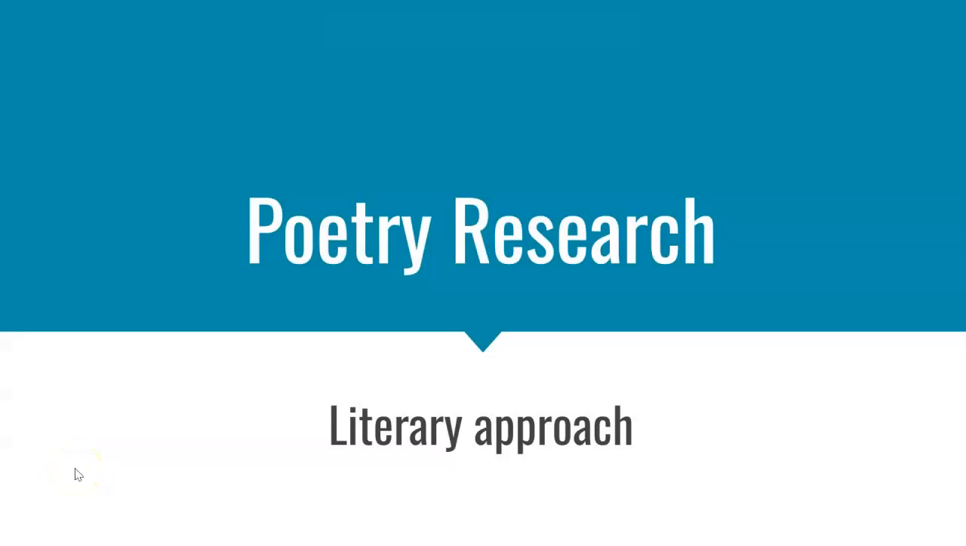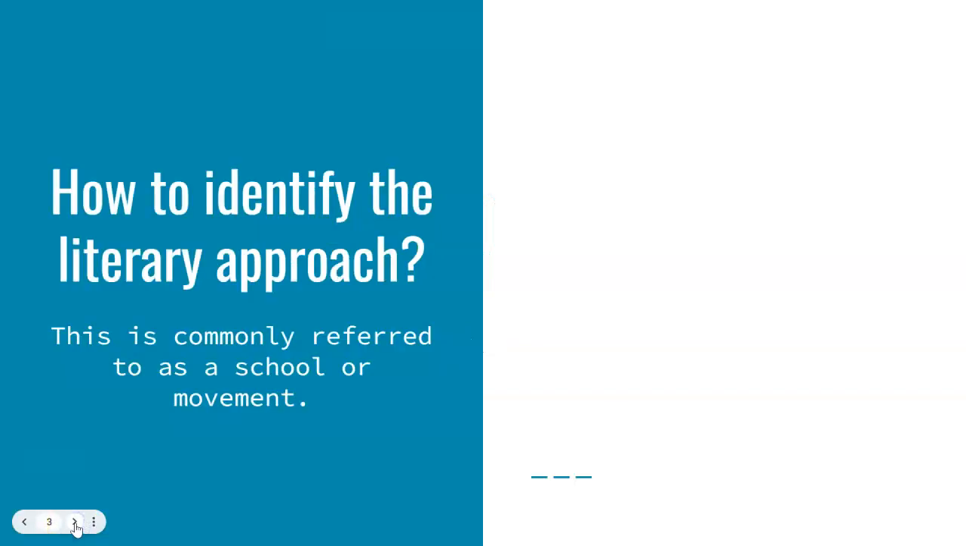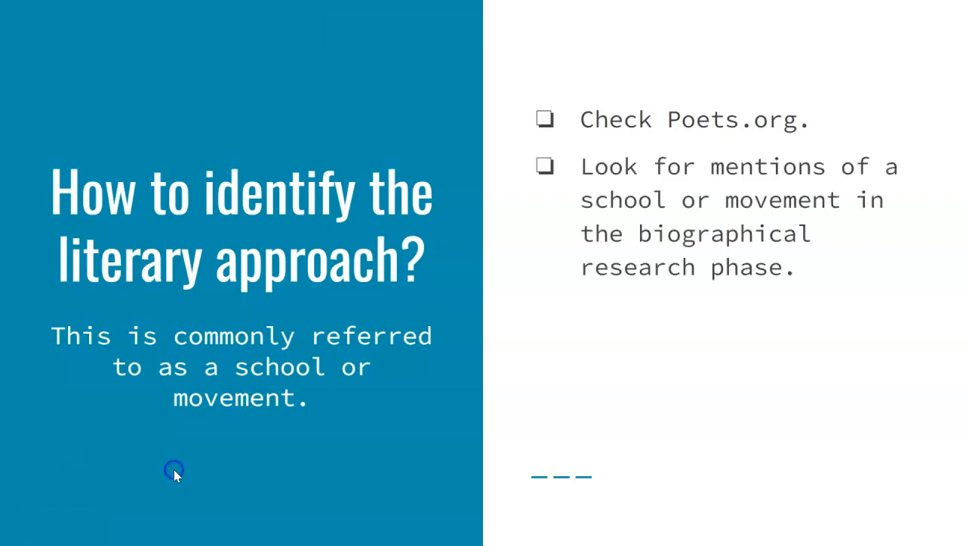Poetry research, finding information on a poet's literary approach. How do you identify a poet's literary approach? This is commonly referred to as a school or movement. You can check poets.org for a mention of the school or movement for a particular poet.